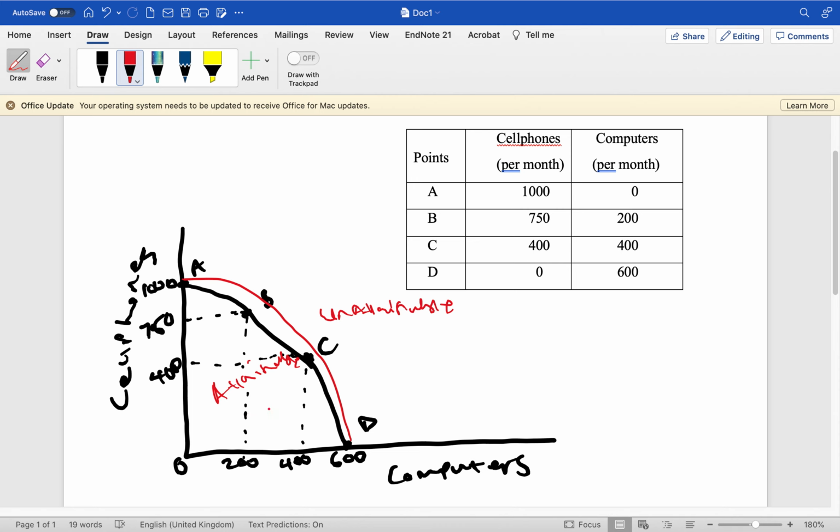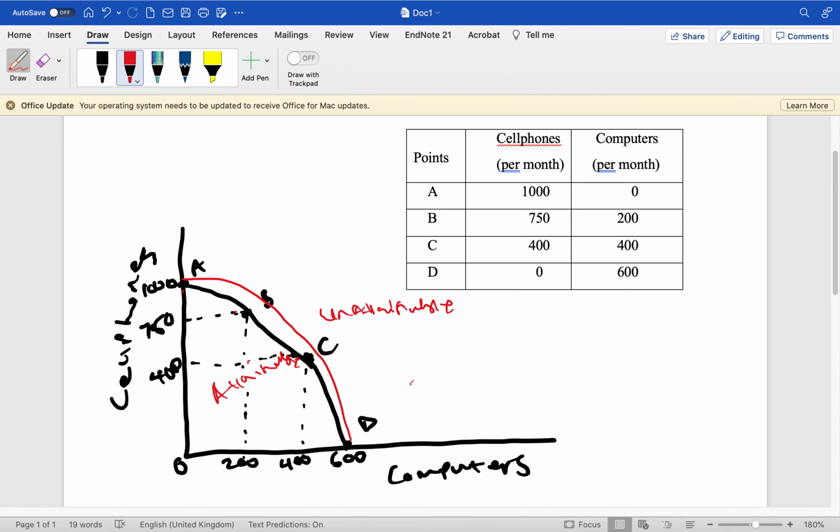Okay, so moving on, I would like to make a few emphases to you guys. If we are producing 1,000 cell phones and 0 units of computers, we are at point A. Now what would be the opportunity cost of producing at point A? The opportunity cost of producing at point A would be 600 computers, point D.